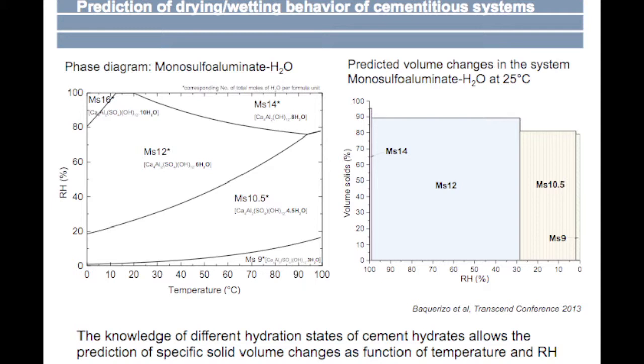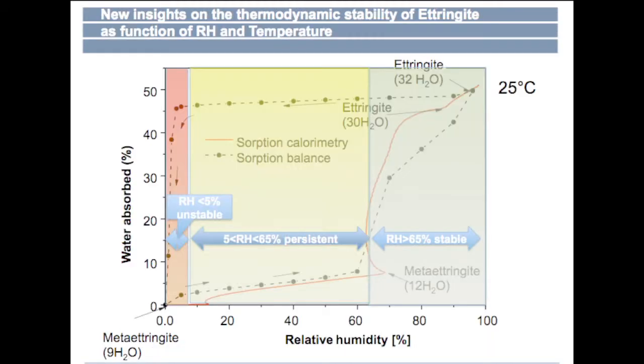The other thing I'd like to show is a result that he has obtained on the thermodynamic stability of ettringite. Ettringite is a phase that got recently quite a lot of attention in applications such as calcium sulfoaluminate cements. I mean, a lot of people have filed patents on these systems. And Luis also investigated the thermodynamic stability of ettringite as a function of relative humidity.